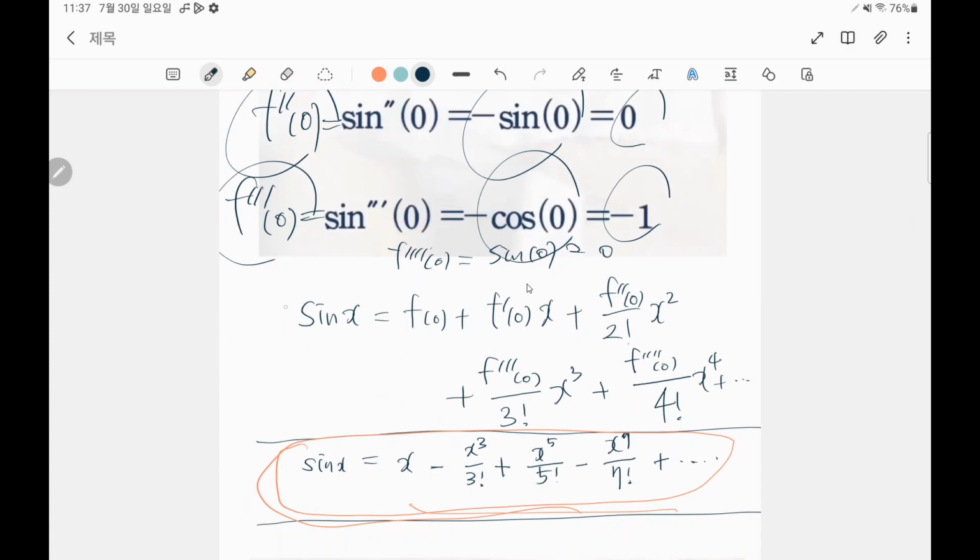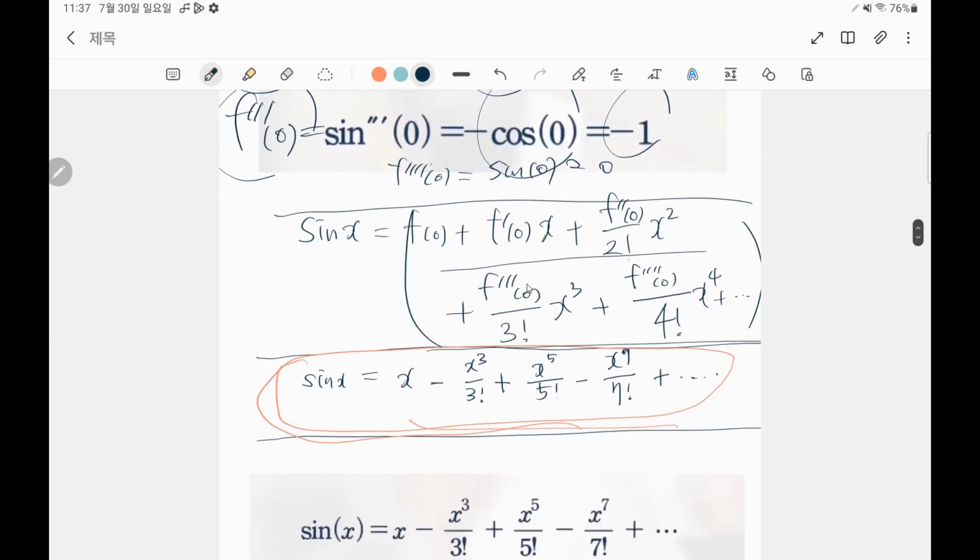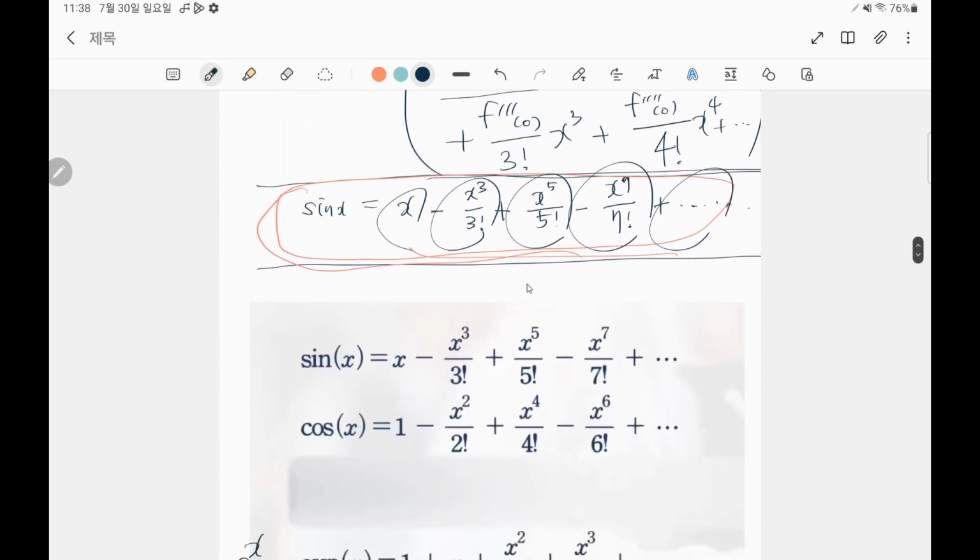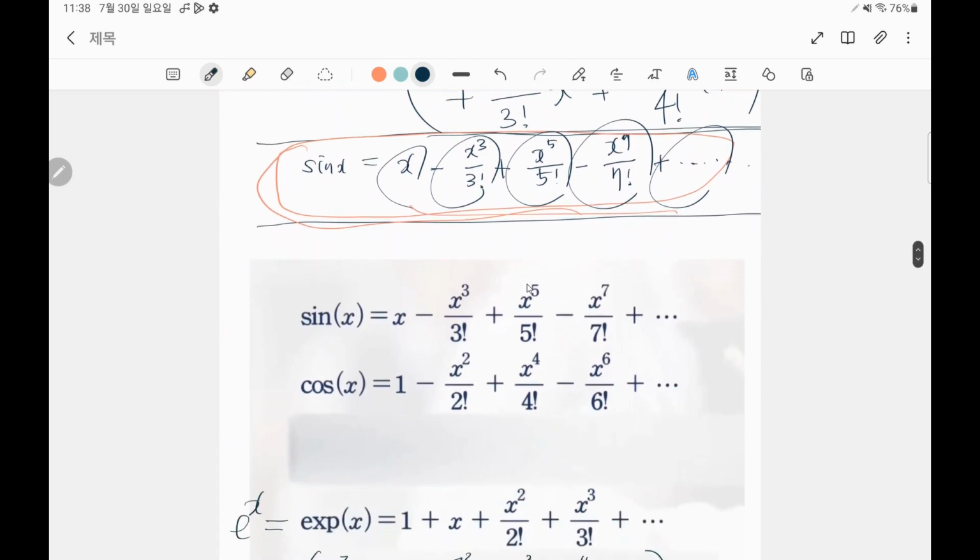So we calculated that the Taylor expansion of sine of x is this form here. And if you plug in f(0), f prime of 0, f double prime of 0 in these places, you genuinely get the Taylor expansion of sine of x, which is just x minus this term plus this term minus this term, and so on. An infinite sum of polynomials.